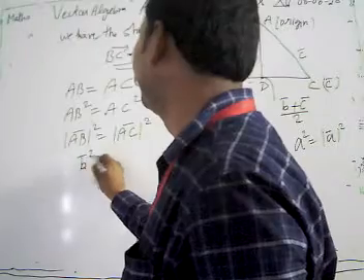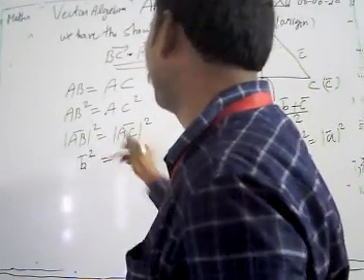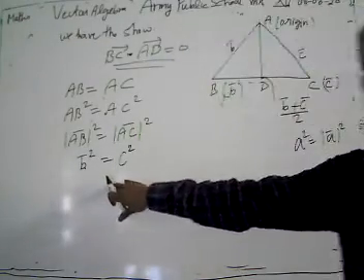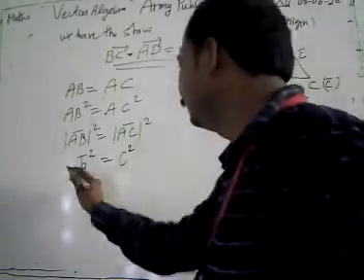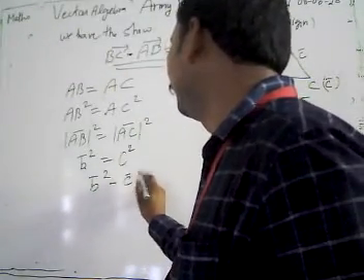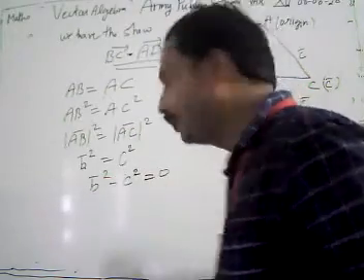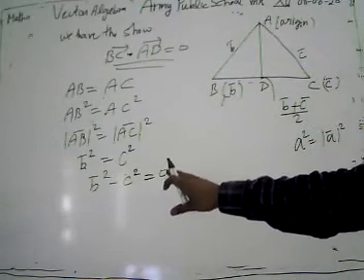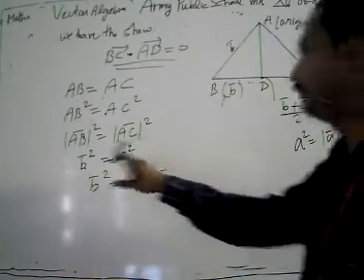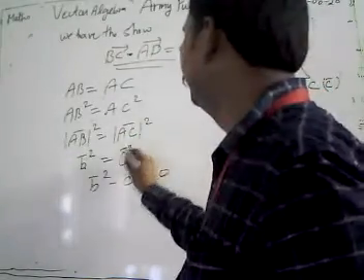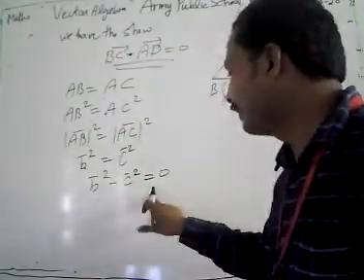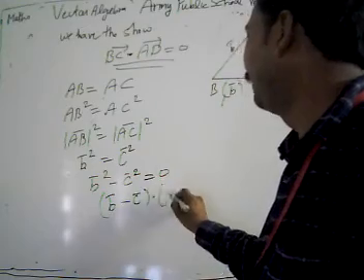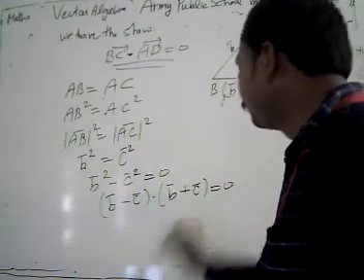We have here vector b square, and the magnitude of AC is vector c square, because the position vector of B is b and the origin is 0. Then we get b square minus c square equal to 0. Now, factorizing from here, we take vector b and c. Then b square minus c square is 0, and we get vector b minus c dot vector b plus c is equal to 0.